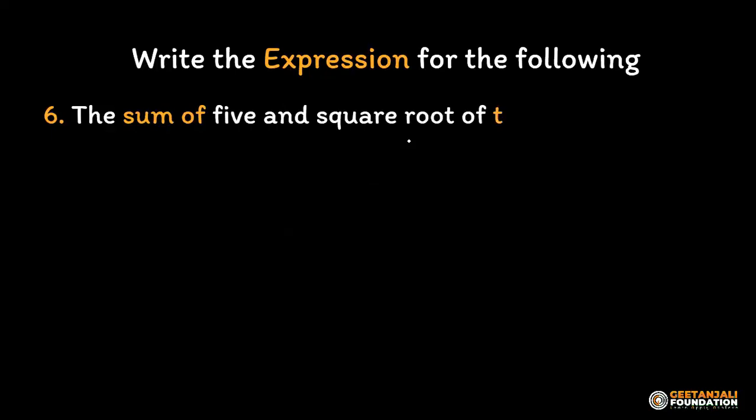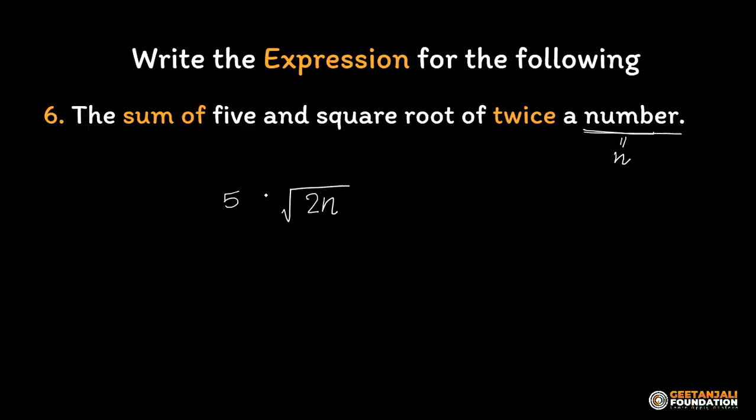Now the sum of 5 and square root of twice a number. Sum means add. You have to add it. So first you will write 5 because it's a constant, and square root of twice a number. First of all, number. You don't know this number means it is a variable. So we will consider, let's say this is n. So twice a number will be 2n. And square root of twice a number, I have taken twice a number, then I have to take square root of twice a number. So I will take square root of it. So the sum of 5 and square root of twice a number can be written as 5 plus square root of 2n.